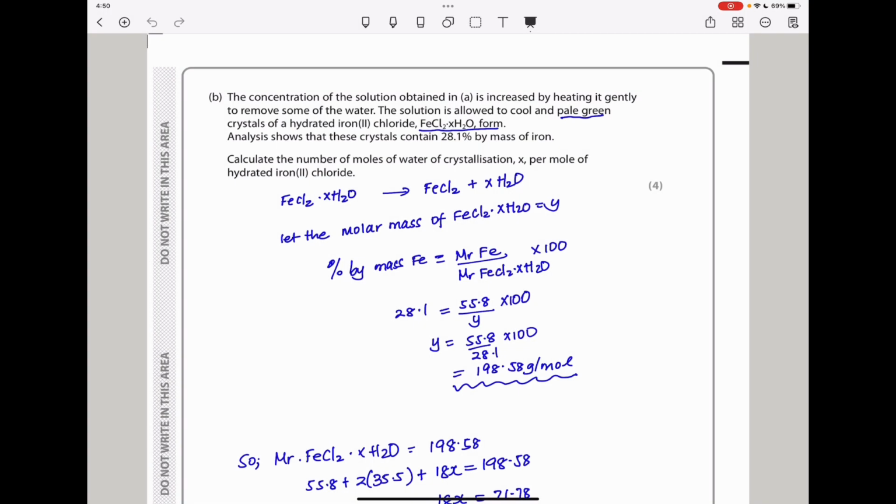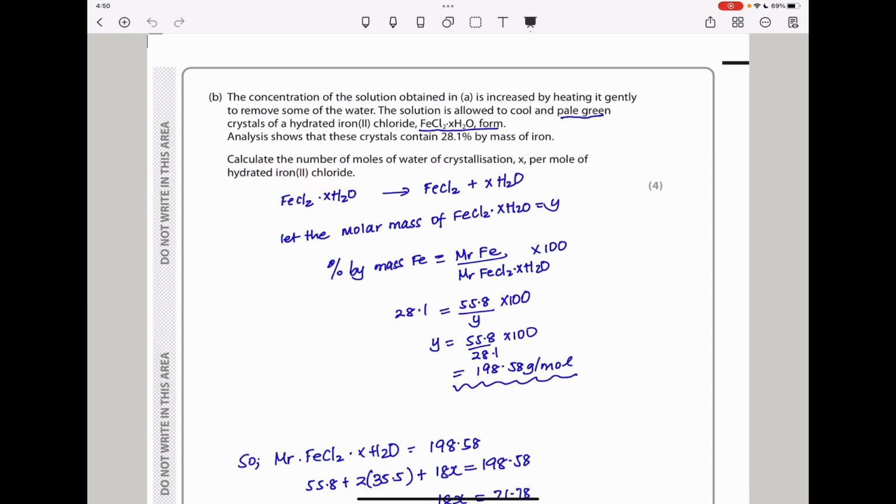B. The concentration of the solution obtained in A is increased by heating it gently to remove some of the water. The solution is allowed to cool, and pale green crystals of a hydrated iron(II) chloride form. Here, this is the formula of the hydrated iron(II) chloride. Analysis shows that these crystals contain 28.1% by mass of iron. Calculate the number of moles of water of crystallization, x, per mole of hydrated iron(II) chloride.